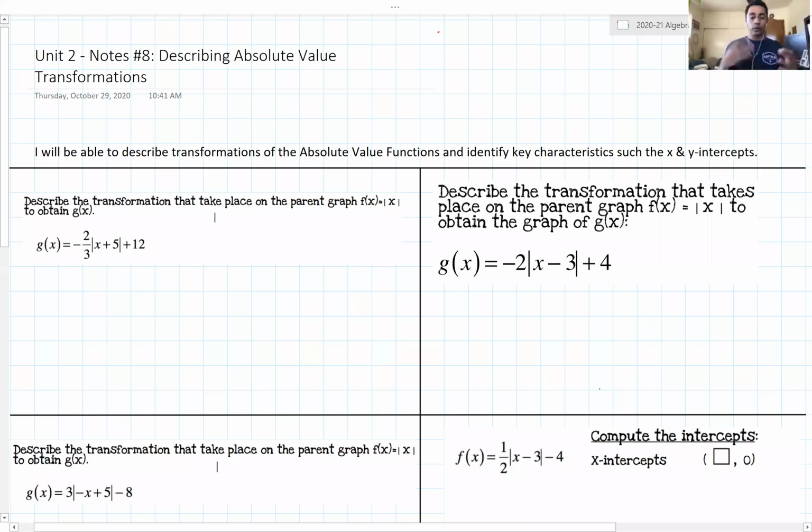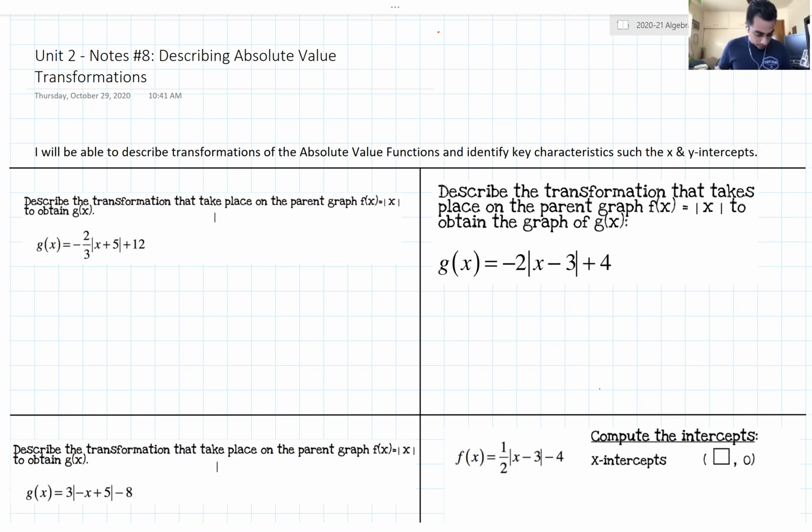And the order is significant, especially when we get to the part with the reflections, because whether the reflections happen before or after shifts makes a difference in how the graph will look. All right, so I'm going to show you how we go through this in the series of steps that they need to be taken in.